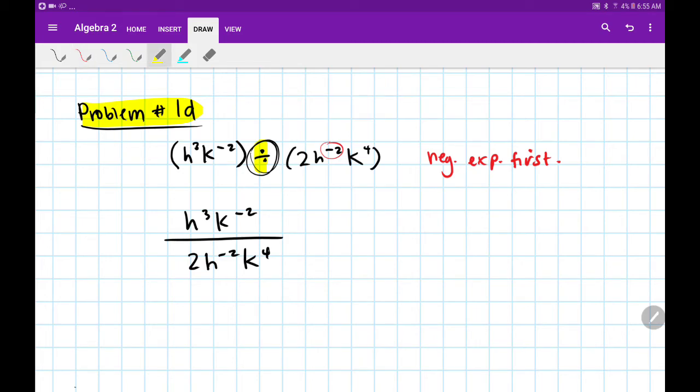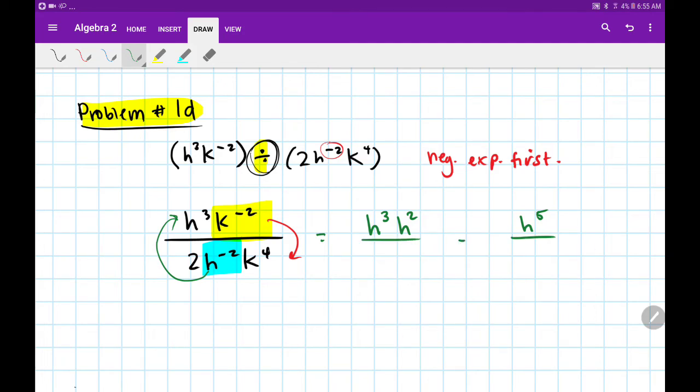So now this makes this problem super easy. That k to the negative 2 should move to the bottom. And this h to the negative 2 should move to the top. They both just need to switch spots. So I'm left with h cubed. That guy didn't move. Oh, but now there's another h squared up top. So if you think about it, we really have a total of h to the 5th in our numerator.